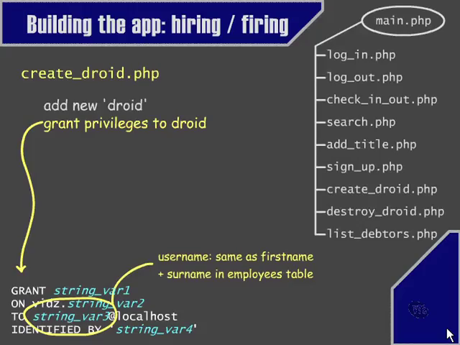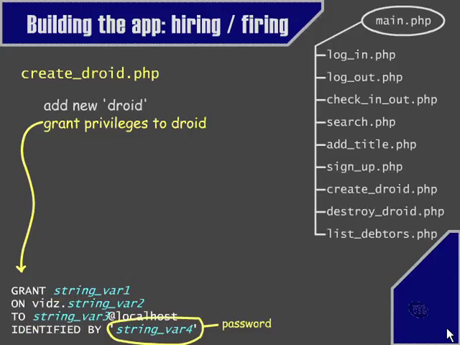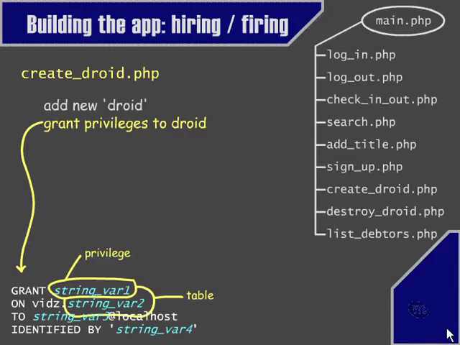String variable 3 is effectively the username that the employee is going to use to log on to MySQL, and this is created by the application and is simply a result of concatenating the first name with the surname of the employee. This is the employee's password, which they can either choose themselves or can be given to them by the boss. And these two variables stand in for the particular privilege level that we're going to grant the employee and the table on which we're going to grant that privilege.